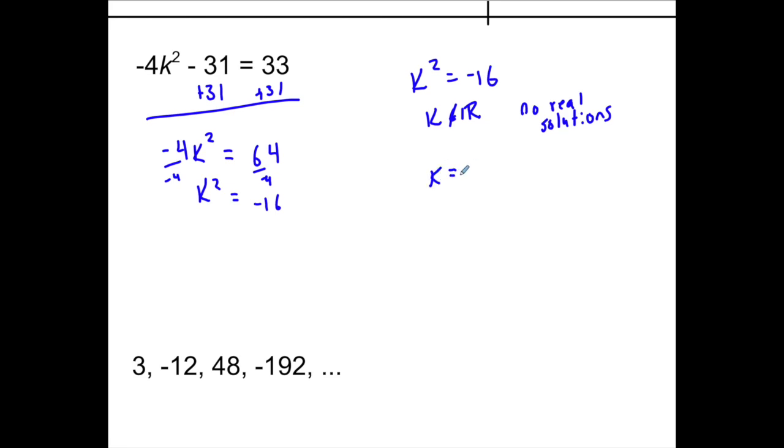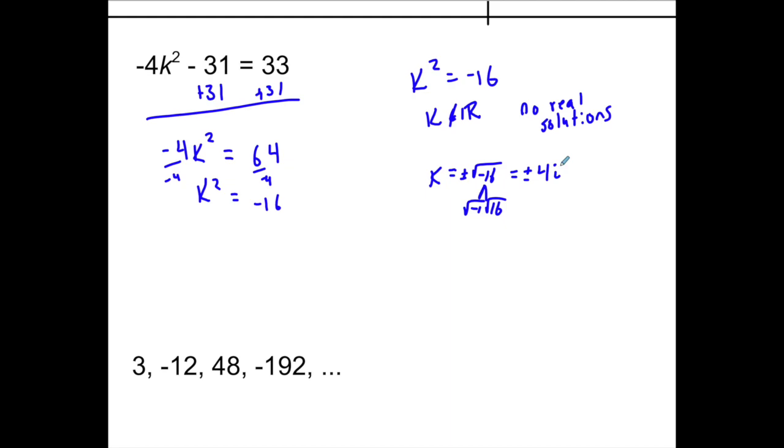Or k equals plus or minus the square root of negative 16. Now, the square root of negative 16 is the square root of negative 1 times 16. So the square root of negative 16 is the square root of negative 1 times the square root of 16. And the square root of 16 is 4. And we talked about earlier how the square root of negative 1 is i. So it's plus or minus 4i.